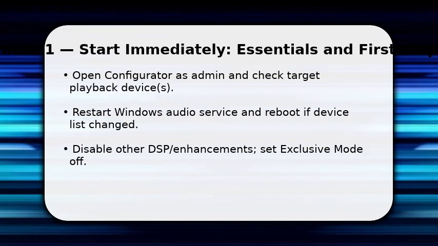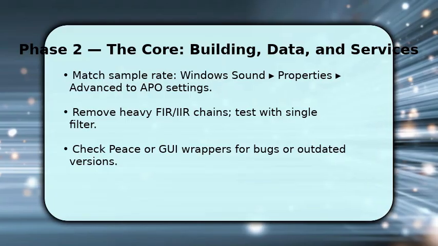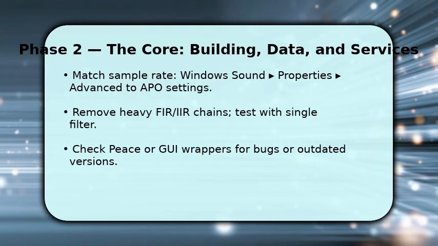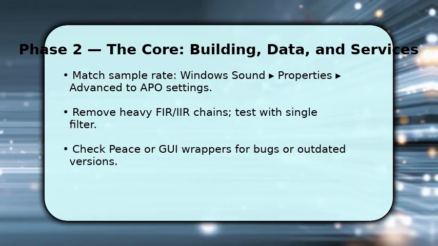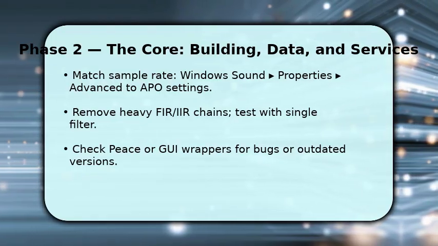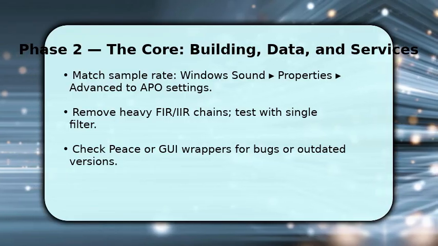Next, align the sample rate and channel layout between Windows and Equalizer APO. Open Sound Control Panel, select the device, and set the same sample rate and bit depth that APO expects. Mismatches can mute audio.